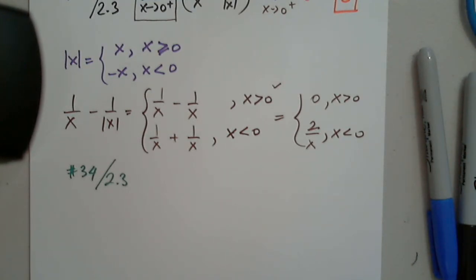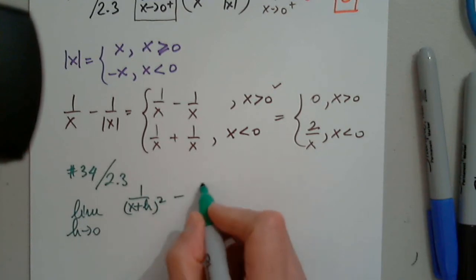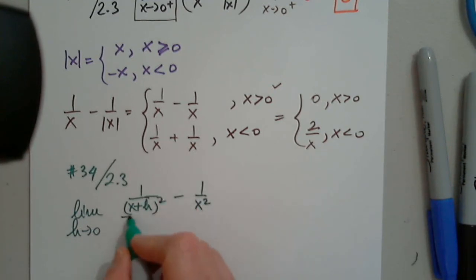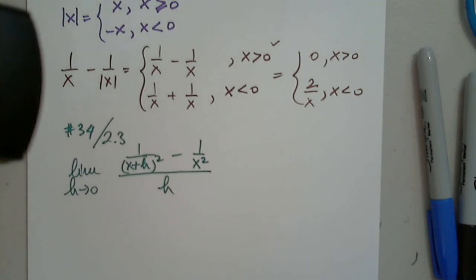Okay, you said 34. Let's look at 34. Where are you, 34? Okay, here it is. So this is the limit as h approaches 0 of (1 over x plus h) everything squared minus 1 over x squared, divided by h. We had a couple of similar problems with this when we determined the difference quotient. This is a difference quotient of 1 over x squared. Okay, first step.